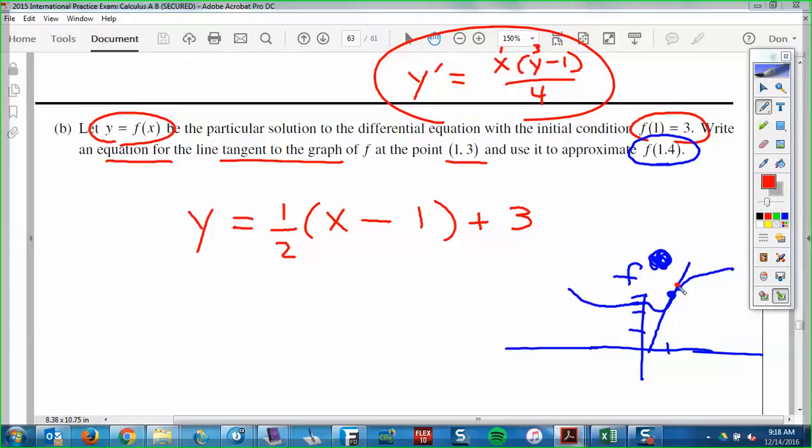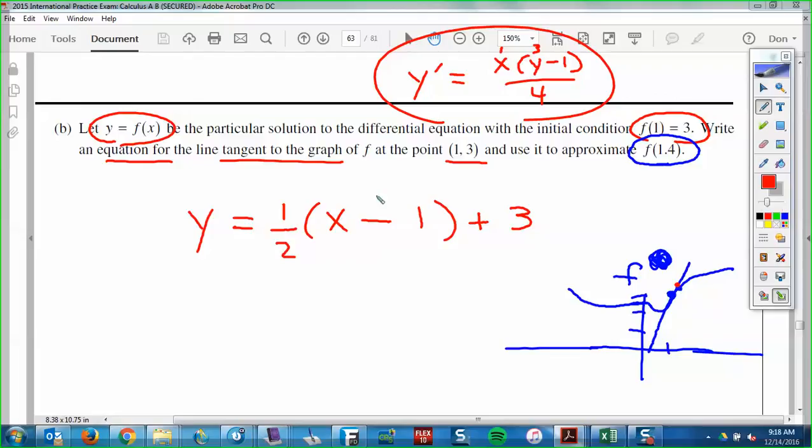In other words, they're saying don't plug 1.4 into the f equation because we don't have one. Plug 1.4 into the tangent line equation. Because the point on the tangent line at 1.4 is darn close to the point on the curve at 1.4, because it's near 1. If it was way out here at 7, the tangent line and the curve aren't going to be very close. But right around 1, the tangent line and the curve are going to be pretty close.